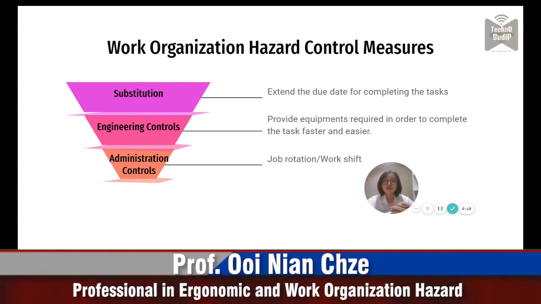Second is the engineering control. We can provide the equipment that are required by the workers so that they can complete the task faster and easier. Hence, this will help them to reduce the stress felt among them. The third one is administrative control. The management should apply the job rotations or the work shift in order to let the workers to have enough rest and relief. Thank you.